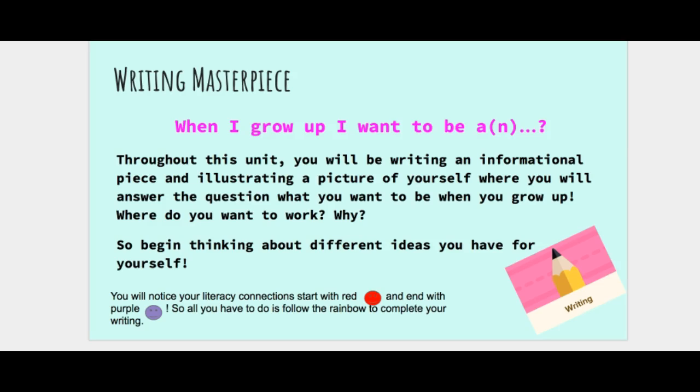You will notice your literacy connections have a little red smile at the end and end with a purple. So all you have to do is follow the rainbow to complete your writing. So you'll see red, orange, yellow, green, blue, purple. And you will know you have finished your writing masterpiece for the unit.